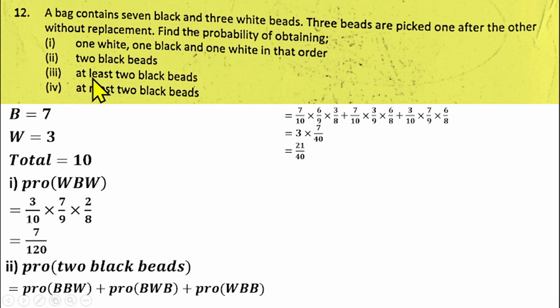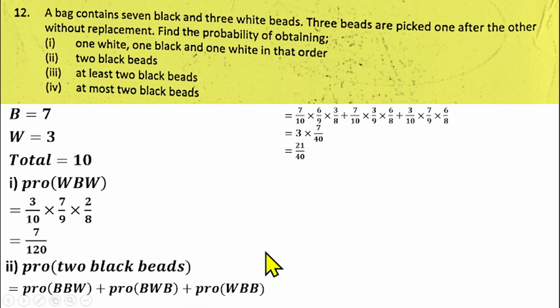Then the third one, probability of obtaining at least two black bits. That means I must have two black bits or more. At least means the minimum is two black bits when we pick 3 bits. The minimum could be two black bits or more. So don't forget that we have already done the probability of two black bits here, or more.